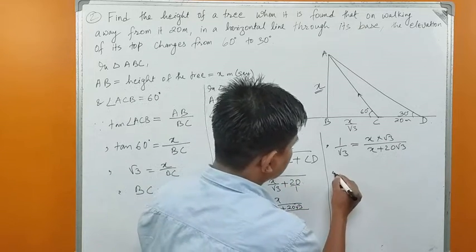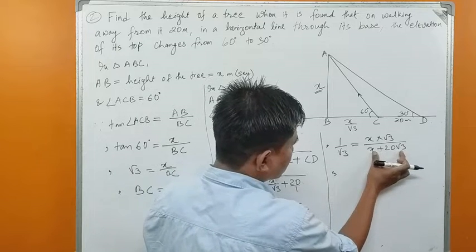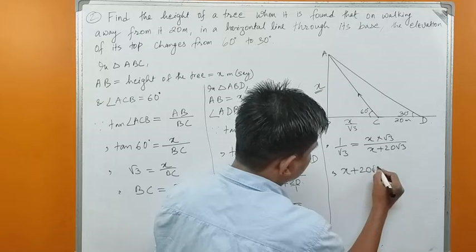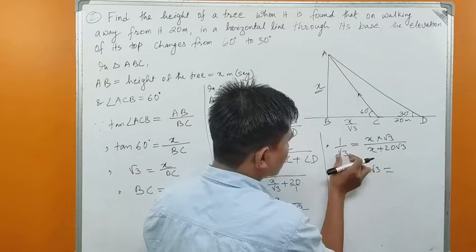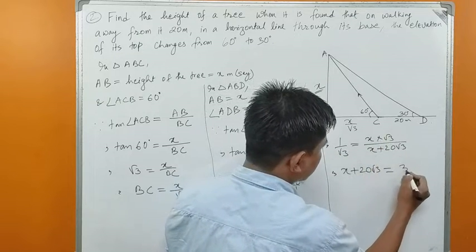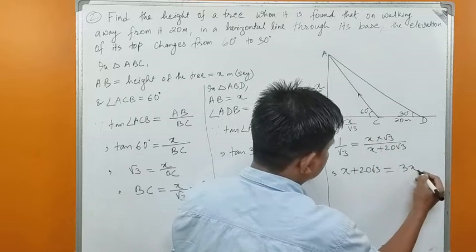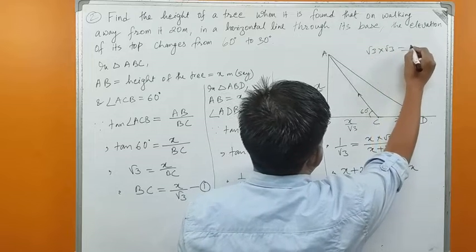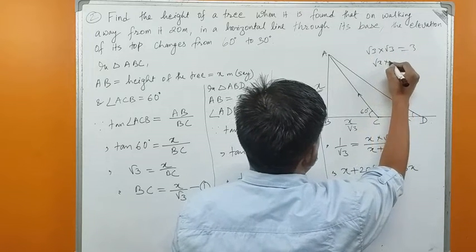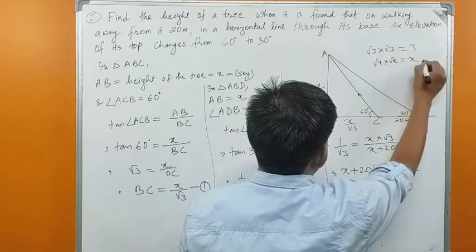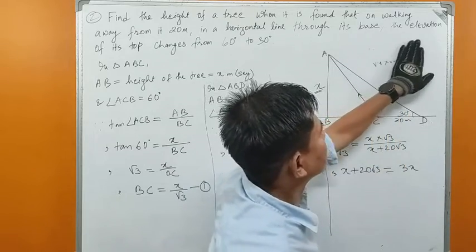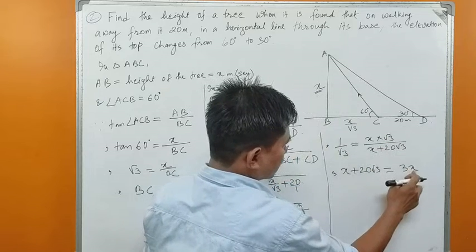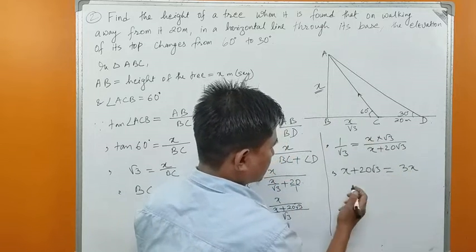Now let us cross multiply this. x plus 20 root 3 into 1, x plus 20 root 3 equals to root 3 into root 3, that is 3. This x comes here as it is. Okay, root 3 into root 3 is 3. Root x into root x equals to x. Root a into root a equals to a. So root 3 into root 3 is 3. So this x comes here as it is.